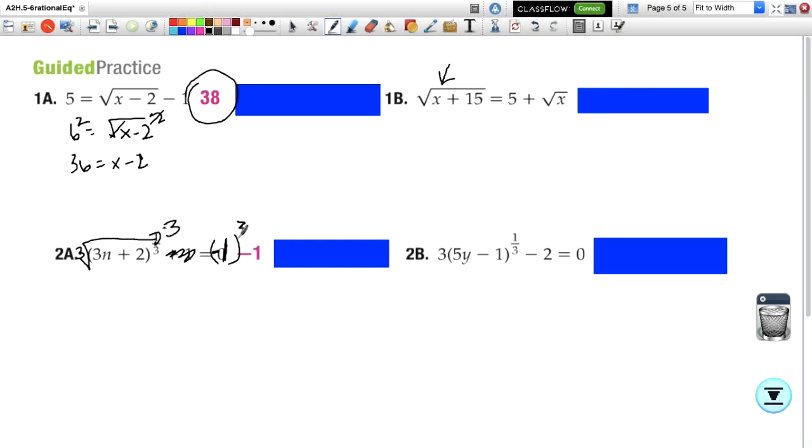Okay, now negative 1 times itself 3 times stays negative 1. That cancels, I'm left with 3n plus 2. I'm going to minus 2, which gives me negative 3. Divide by 3, which gives me the negative 1 as an answer. Let's hop over to this one where we're dealing with a fractional exponent again. I'll show you it. If you want to, pause the video real quick.